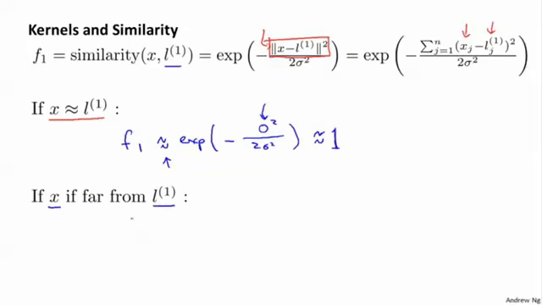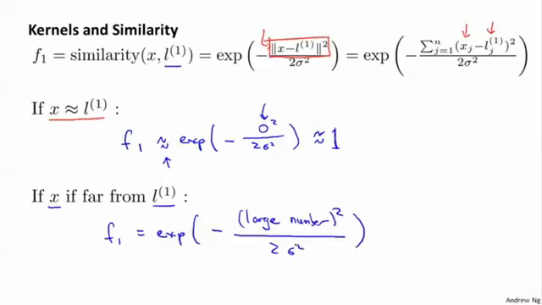Conversely, if x is far from L1, then this first feature, f1, will be e to the minus of some large number squared divided by 2 sigma squared, and e to the minus of a large number is going to be close to 0. So what these features do is they measure how similar x is to one of your landmarks, and the feature f is going to be close to 1 when x is close to your landmark, and close to 0 when x is far from your landmark.